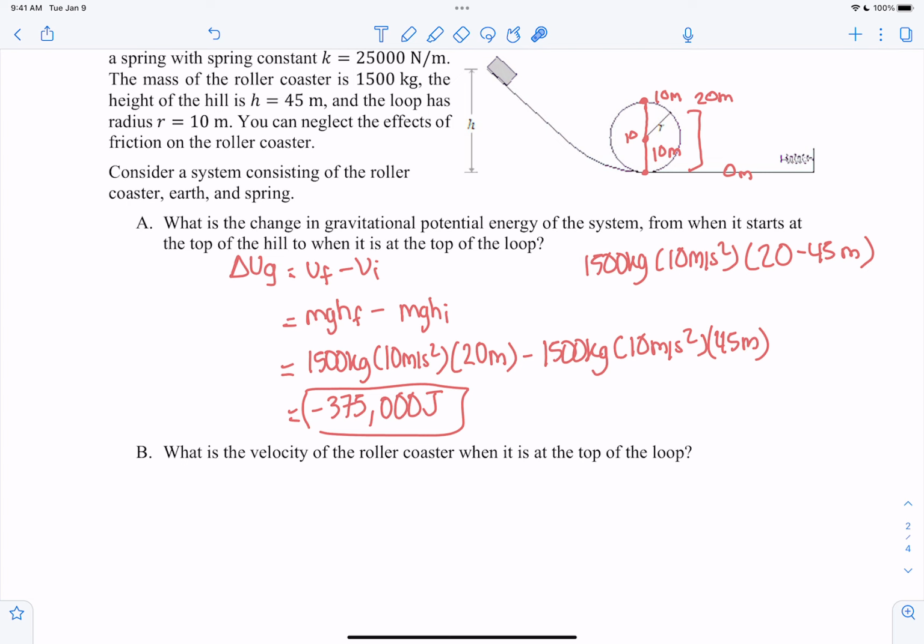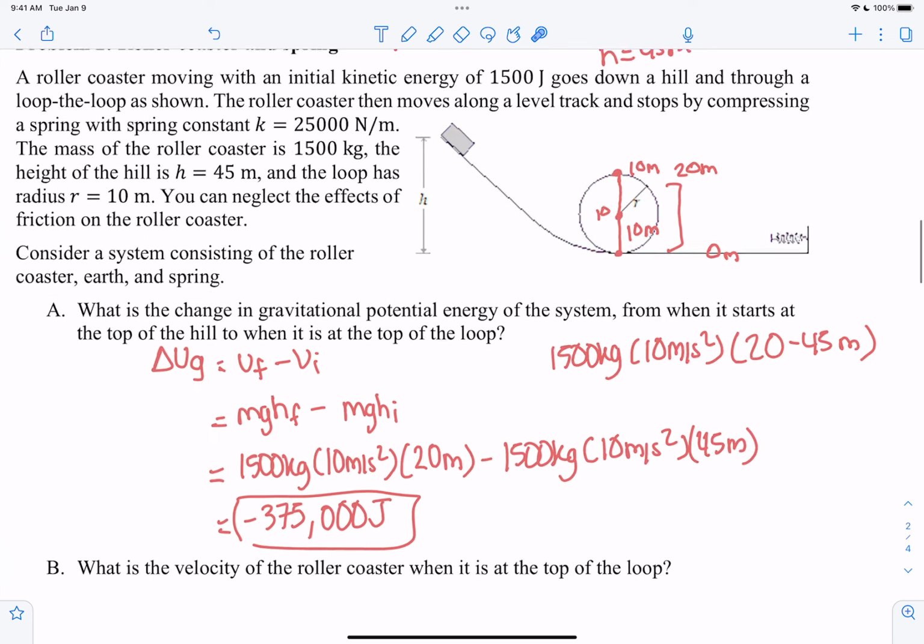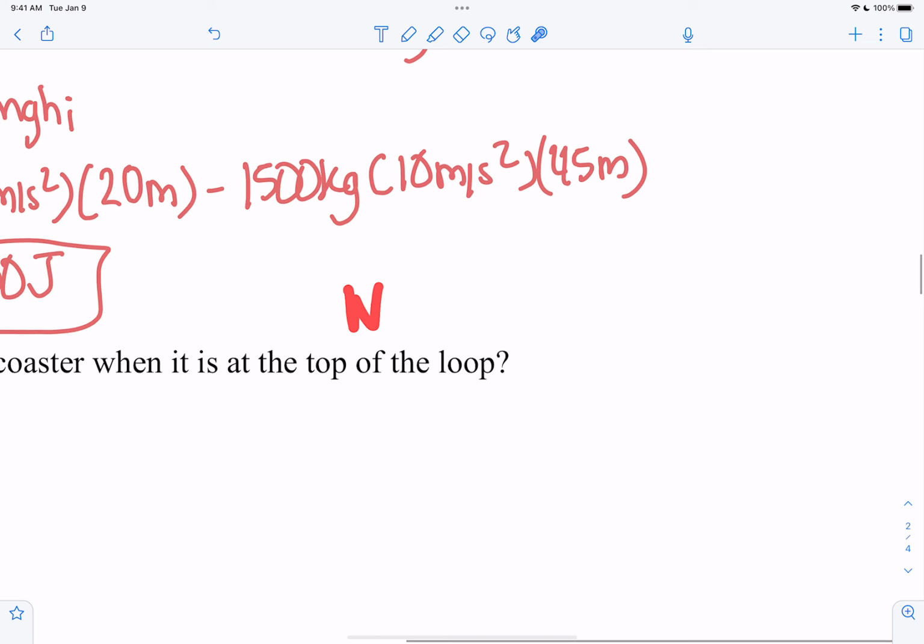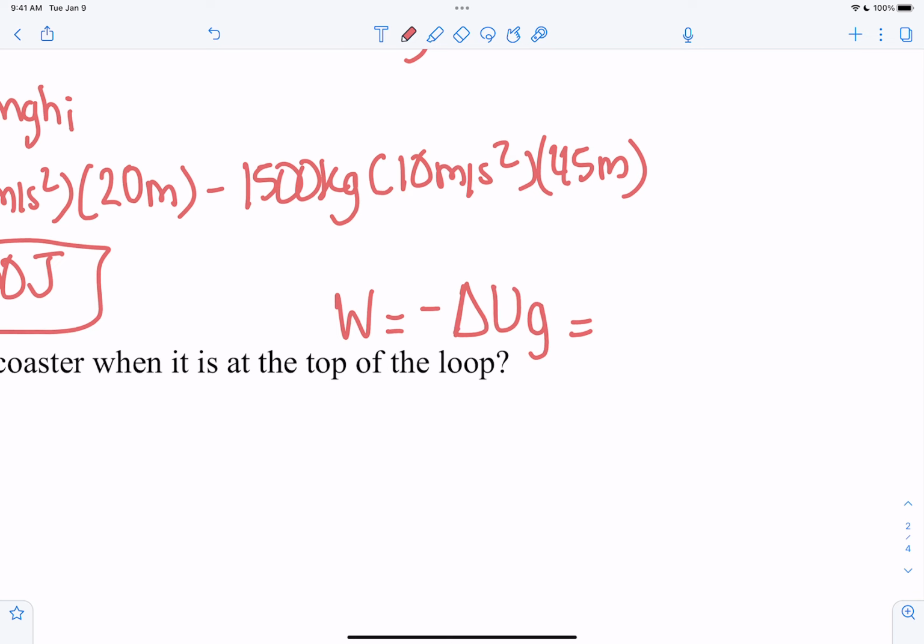When will we use the formula W is equal to negative change UG? So you mean like, okay, so work is equal to negative change in gravitational potential energy, and then that's negative UGF plus UGI. I can't remember what's the exact situation. Shoot.